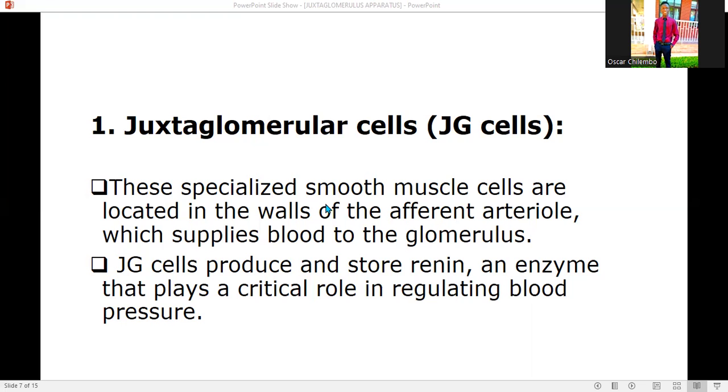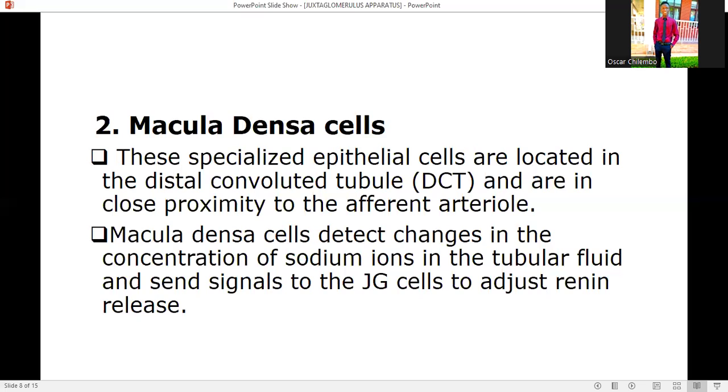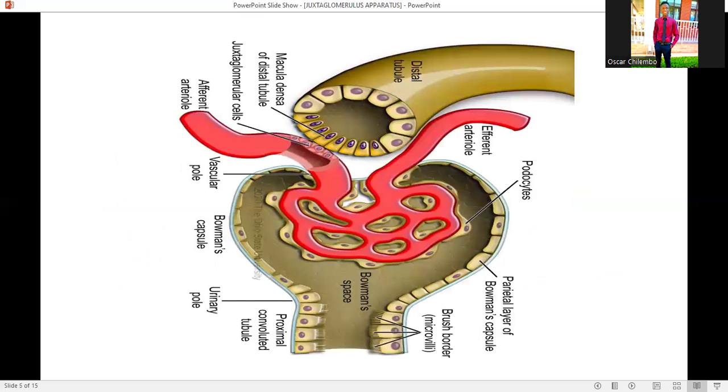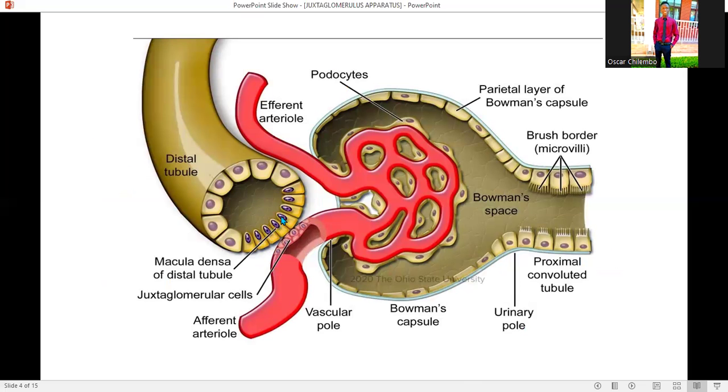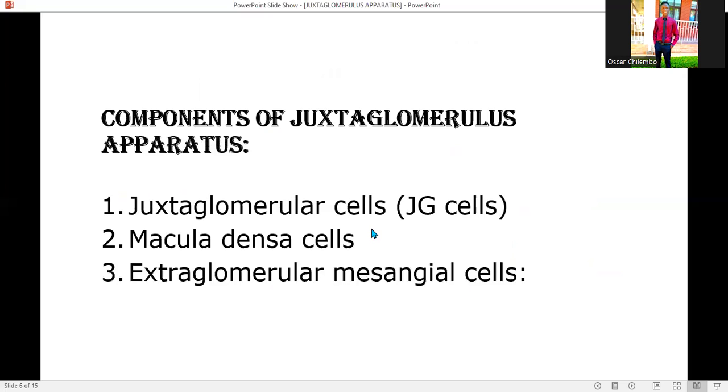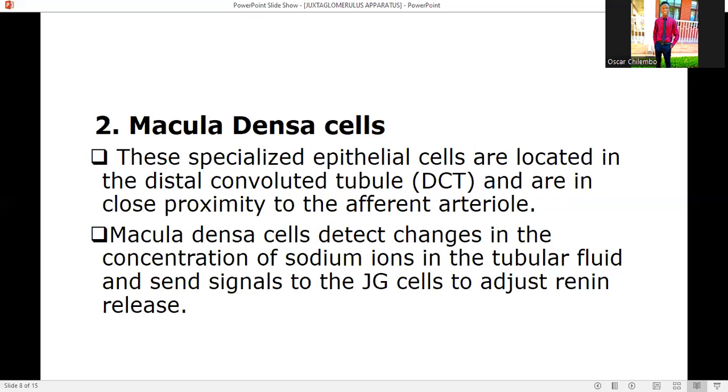Okay. So from there, we can go into the other part of the juxtaglomerular apparatus. We have the macula densa cells. These are specialized epithelial cells located in the distal convoluted tubule, as I earlier demonstrated. What is special about these cells? They are in close proximity to the afferent arteriole. The macula densa cells detect changes in the concentration of sodium ions in the tubular fluid and send signals to the juxtaglomerular cells to adjust renin release.